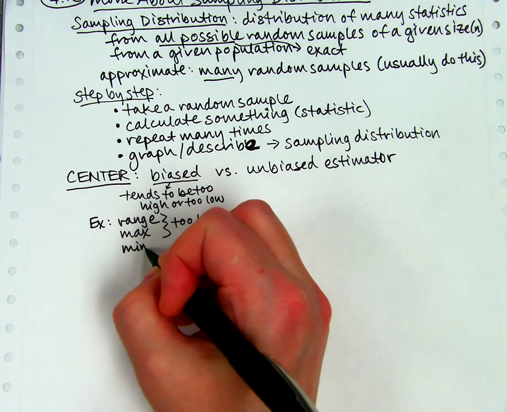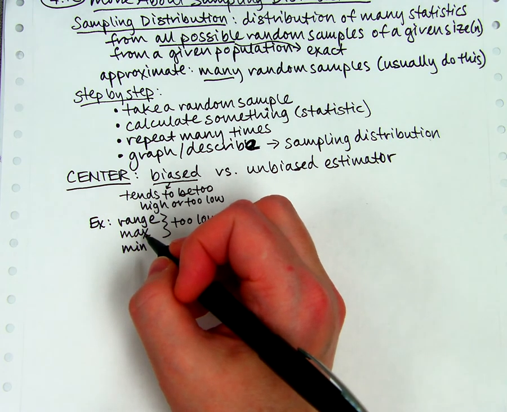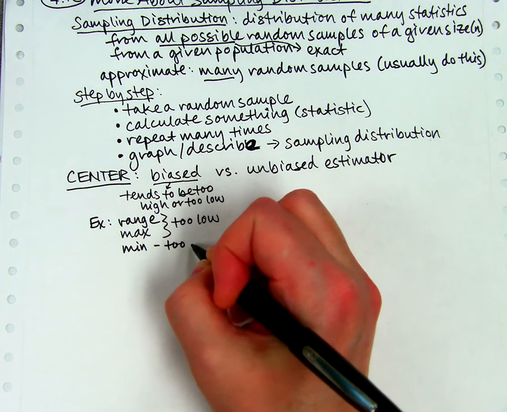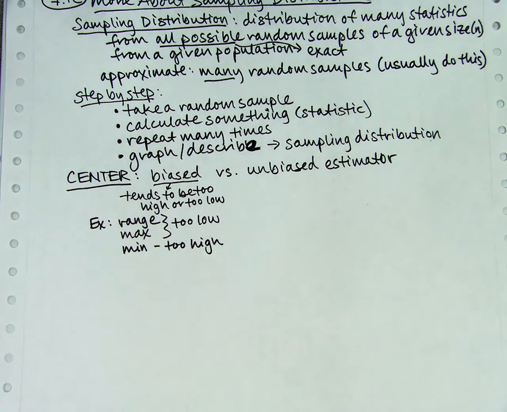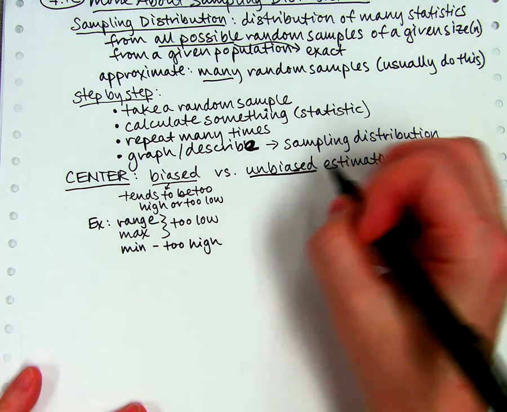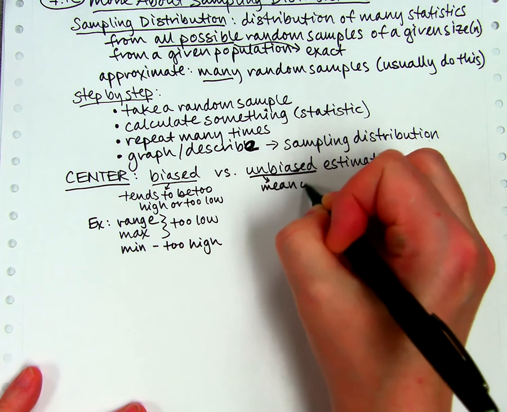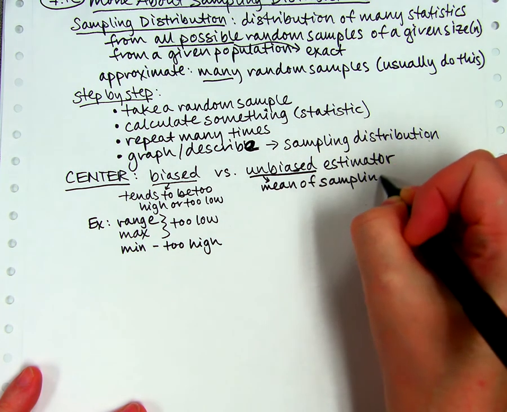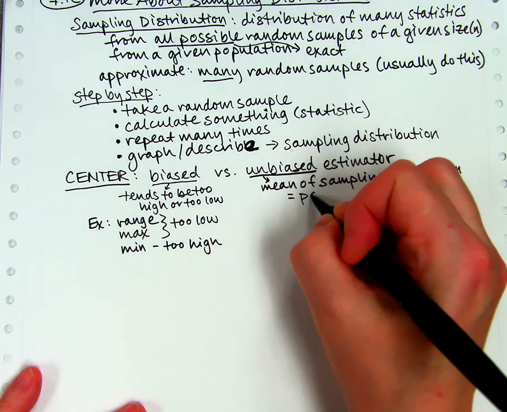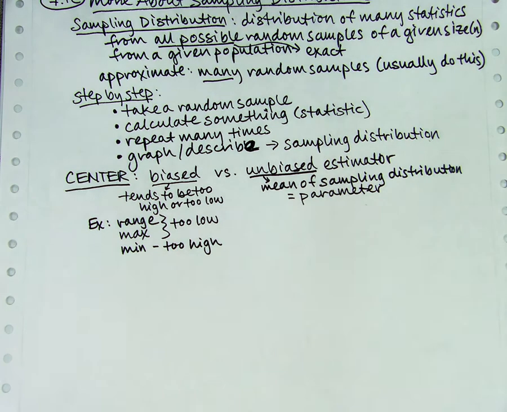Minimum goes the other way. The minimum of your population is probably smaller than the minimum of your sample, unless you happen to get that smallest value in your sample. And so the min tends to be too high to estimate the population minimum. So there's some examples of naturally biased estimators, which is why we don't use those very much, because they're biased. Unbiased means that the mean of all the statistics, or the mean of the sampling distribution, is the same as the parameter you are trying to estimate. In other words, all those different statistics from different samples, some come out too high, some come out too low, but they average right around what you want to estimate.